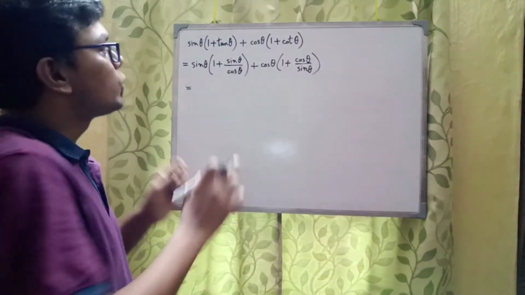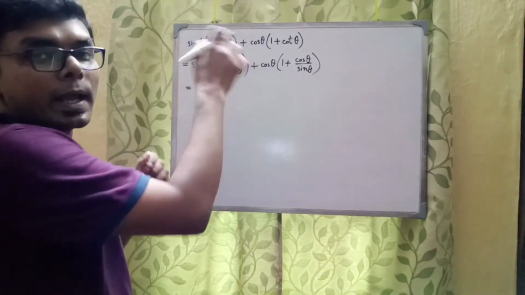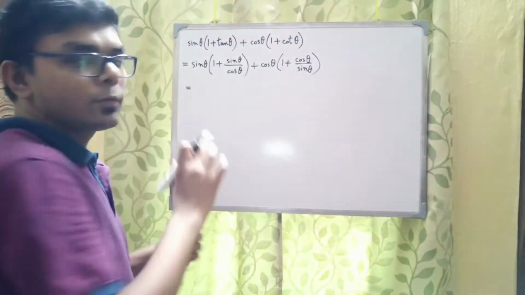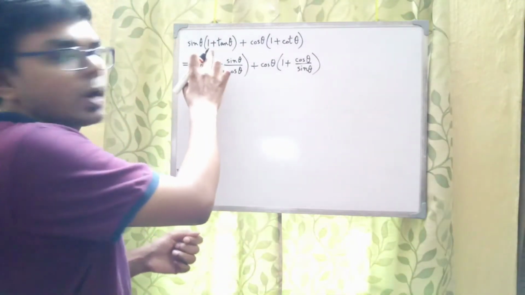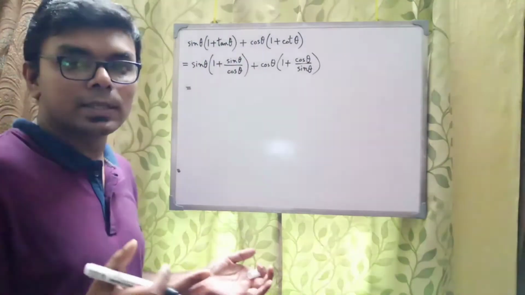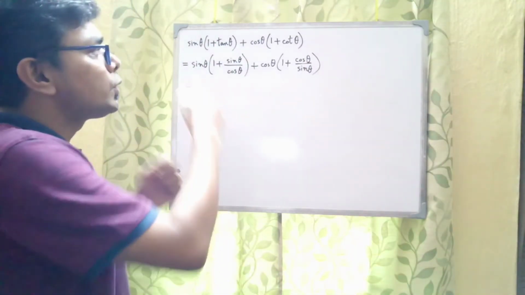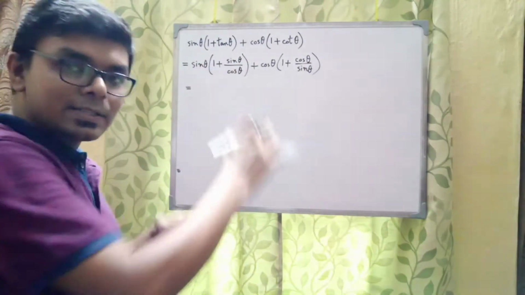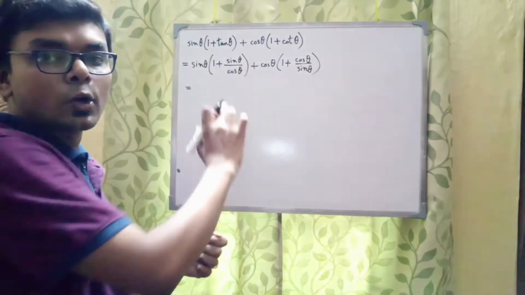Why did we do it? We could have multiplied sine theta with the bracket, but we didn't do it because that would have been of no use, because sine theta into 1 would give sine theta, and sine theta into tan theta, there is no such identity like that. So it's better to move on in this way. Let's try and see if we convert tan theta to sine and cos, what happens.